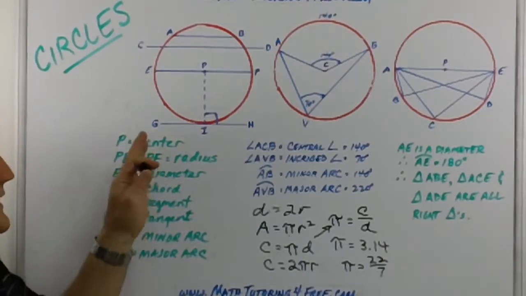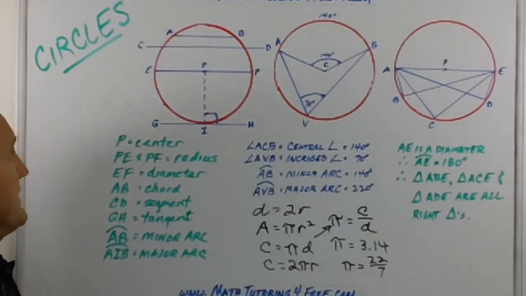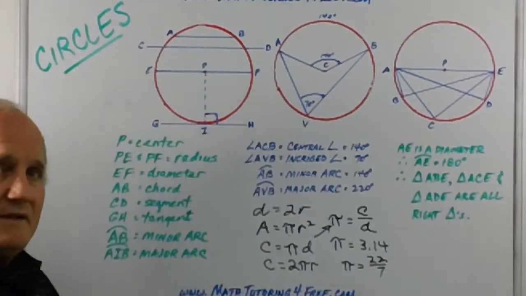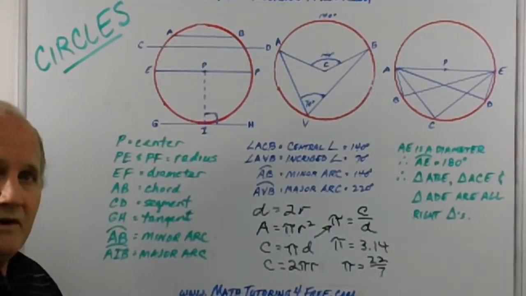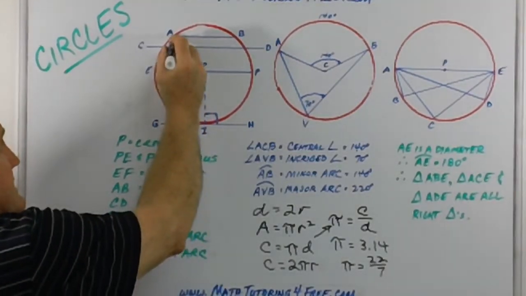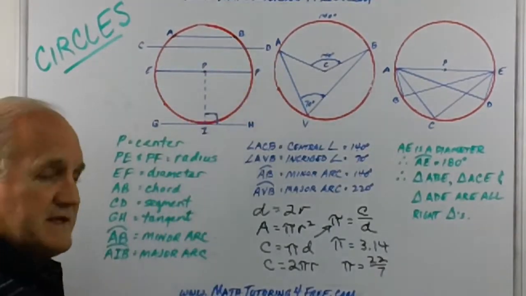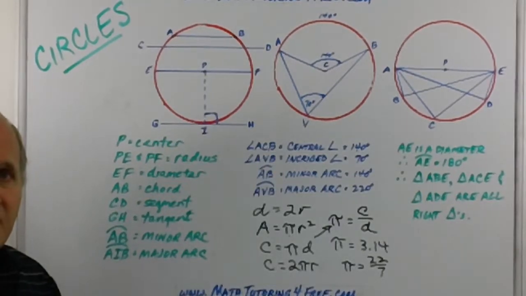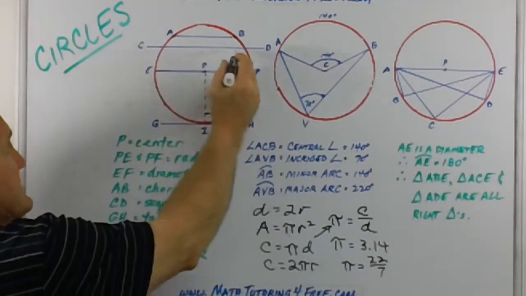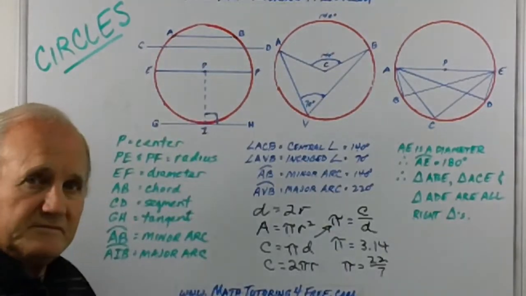But it's important to know the other parts of the circle other than just the radius and the diameter. Up here at the top, AB is considered a chord. A chord in a circle is a line segment that ends on the circle itself. So A is on the circle and B is on the circle. That's different from a secant, which passes through the circle like C and D, but its endpoints are outside the circle.